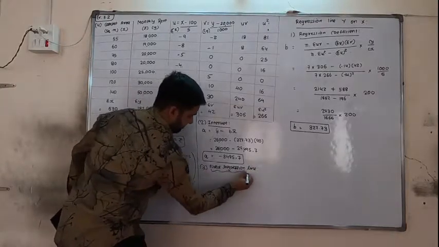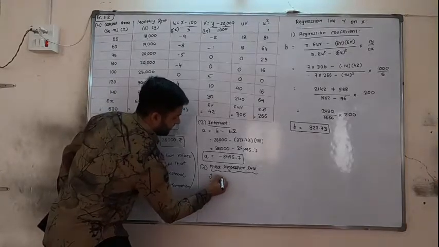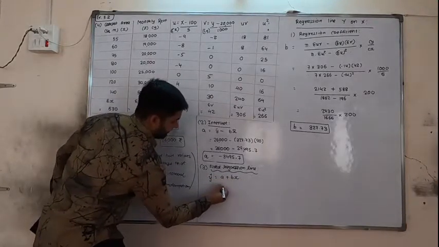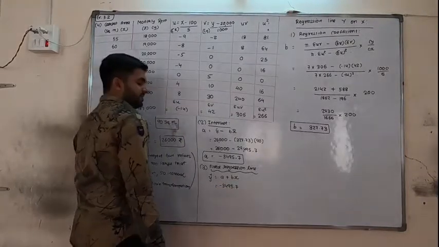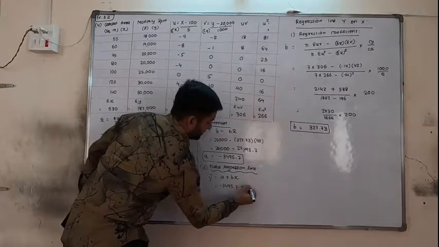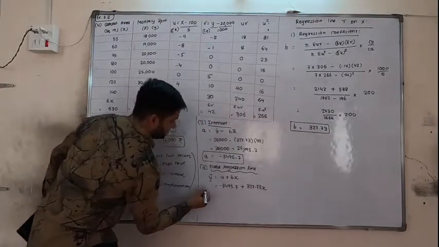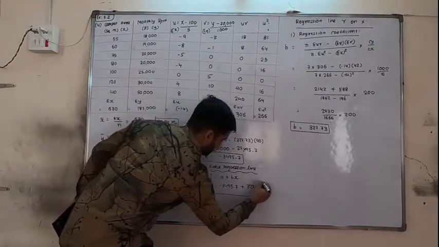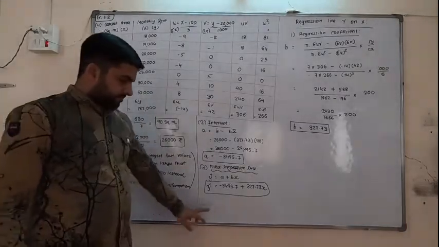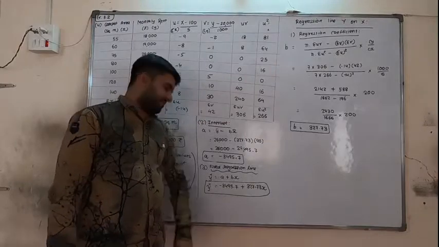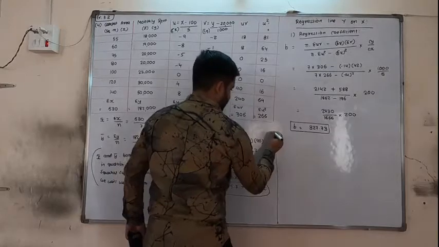Third step. Fitted regression line will be y cap is equal to a plus bx, minus 3495.7 plus 327.73x. So this is the equation. What is the equation? Minus 3495.7 plus 327.73x.